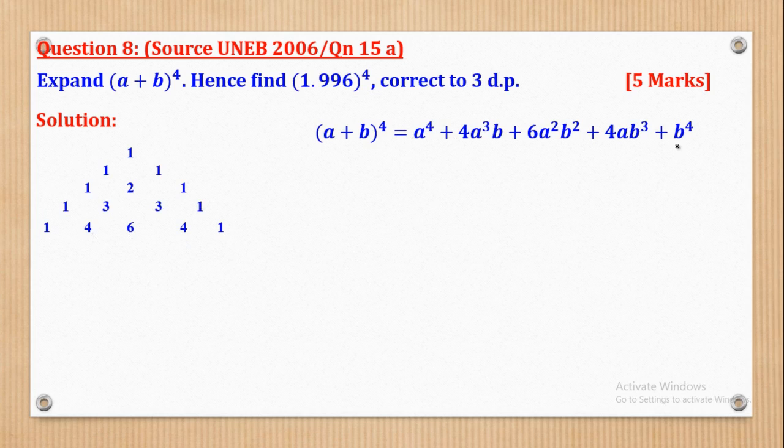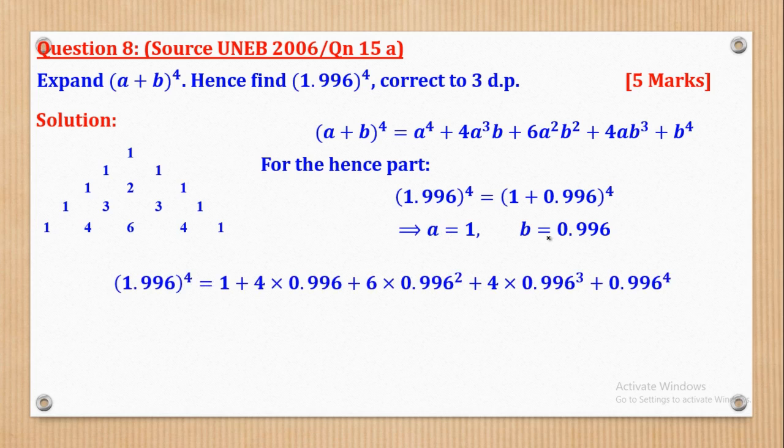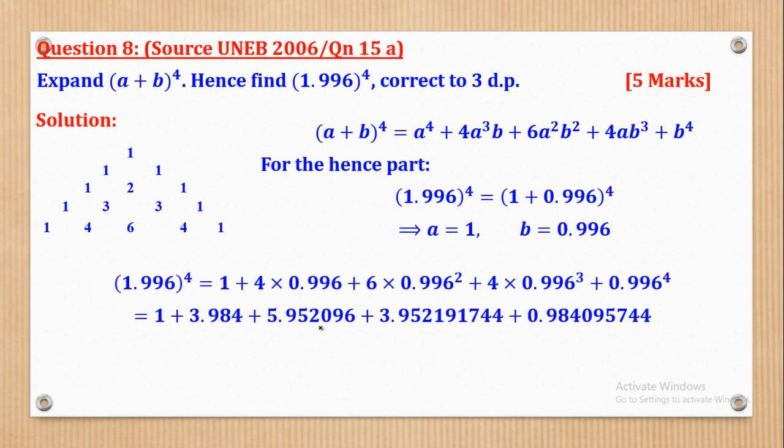So we have finished expanding, let's go to the hence part. The first thing to do is to look for a way of getting the value of a and b. So a is 1 and b is that. Therefore, substitute where there is a, put 1, and where there is b, put 0.996. Use the calculator, you will come up with that. Simplify and round off to the required number of decimal places. And basically, that's what they wanted.